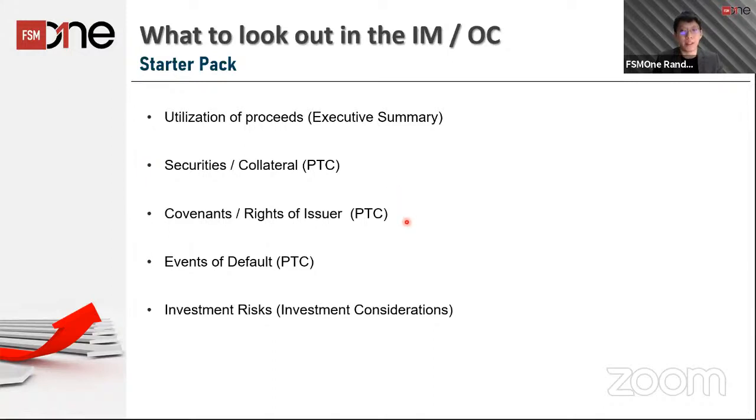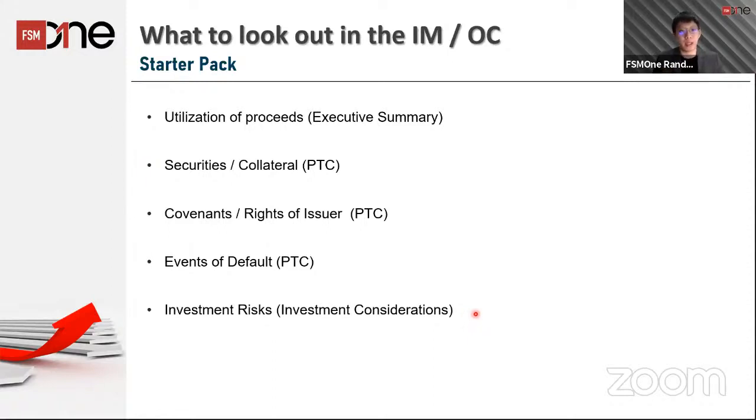And thirdly, I would say, is the bond covenants, which is the T&C that the issuer has to follow throughout the bond period. You can find it in the PTC as well, and also under what circumstances it should be considered a default. And lastly, you will also need some time to look at the potential investment risks that could happen, under what factors they will affect the business operation, etc.